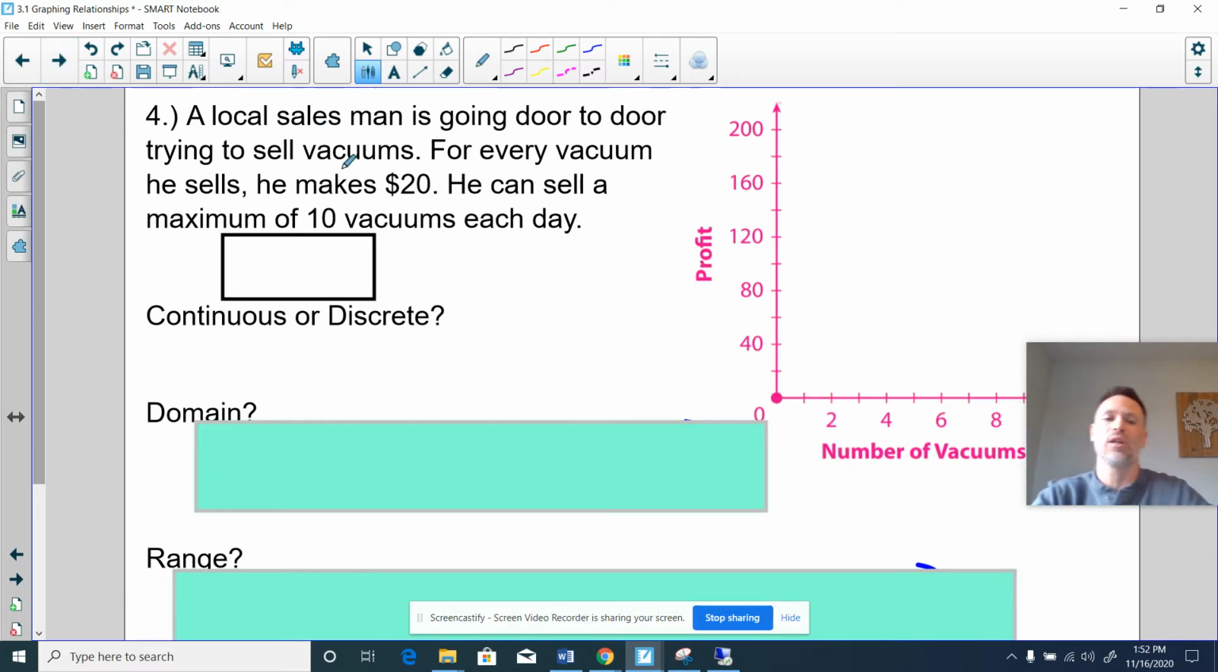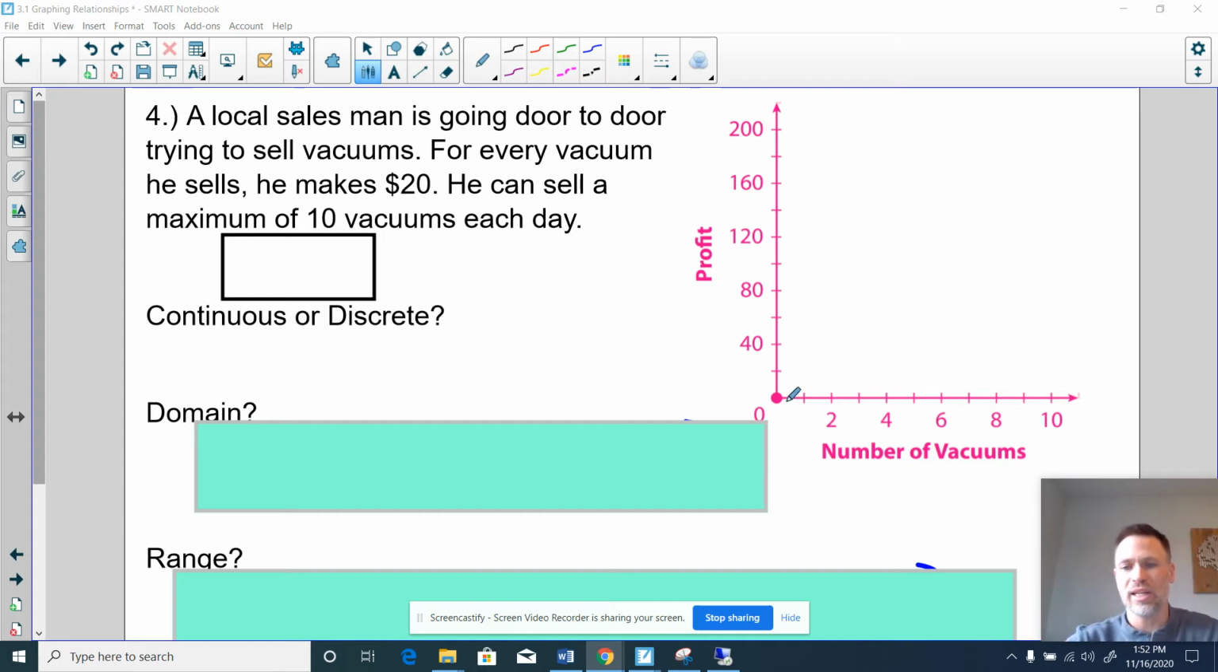All right, so take a look at this one. Local businessman is going door to door trying to sell vacuums. For every vacuum he sells, he makes 20 bucks. He can sell a maximum of 10 vacuums per day. So this is a graph, and on the graph I got values 2, 4, 6, 8, 10. Really, it's 1 through 10.